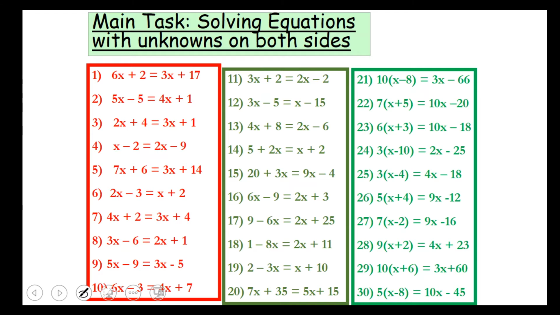This is the homework for today's lesson. If you're in set 1, what I'd like you to do is have a go at answering 5 questions from the middle section and 5 questions from the last section. If you're in set 2, please have a go at 5 from the red and 5 from the middle section. And if you are in set 3, please have a go at doing the red section. Once you have done, please take a picture and upload to class charts.